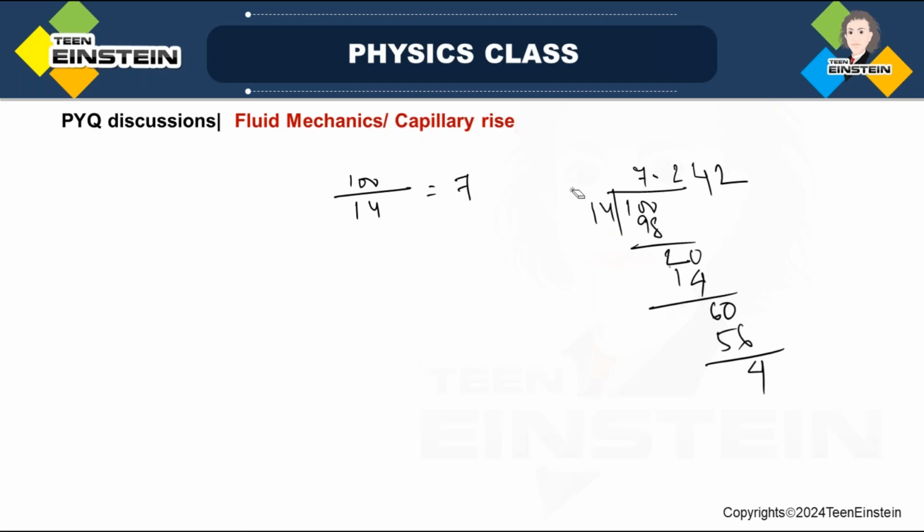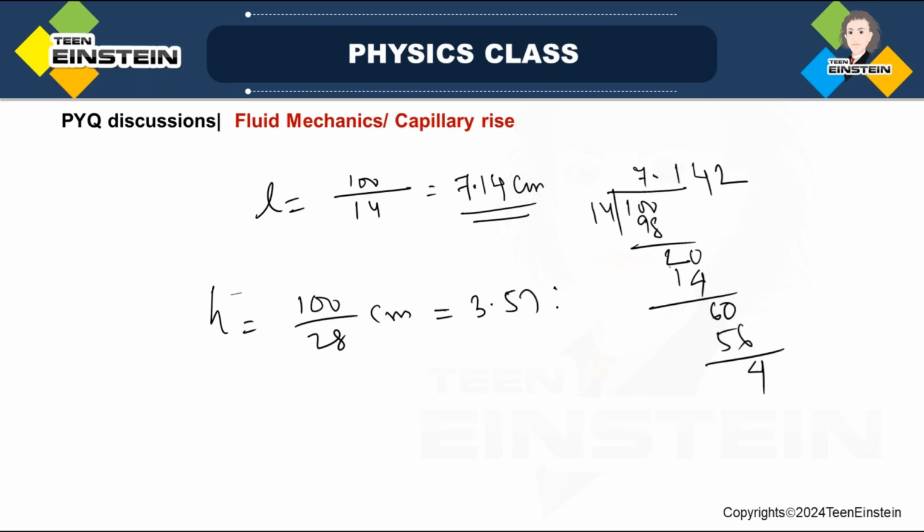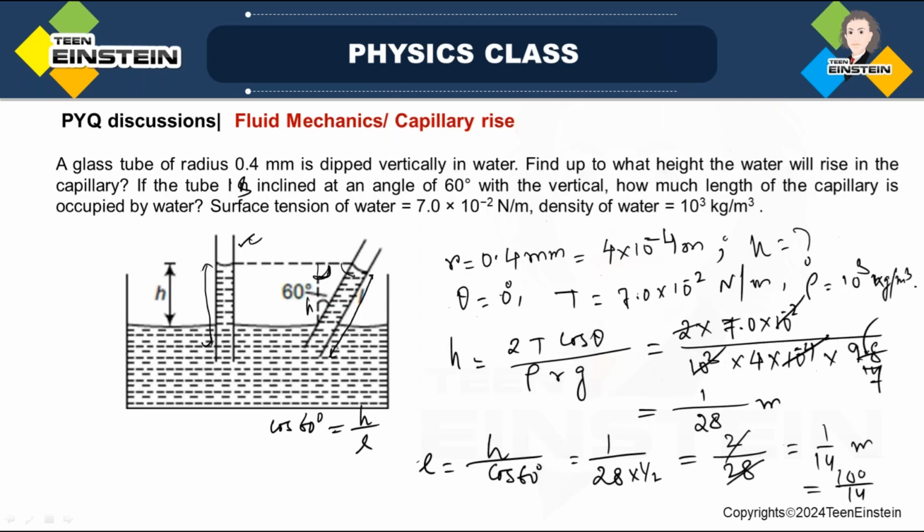Here it will be 1/4. So it is 7.14 in centimeter. So this much will be the value of length L. And if you want to find out what is H, this is 1 over 28 meter. So 100 by 28 in centimeter. So this will be nearly 3.57 centimeter. So these are the parameters we had to find out in the given problem, right?